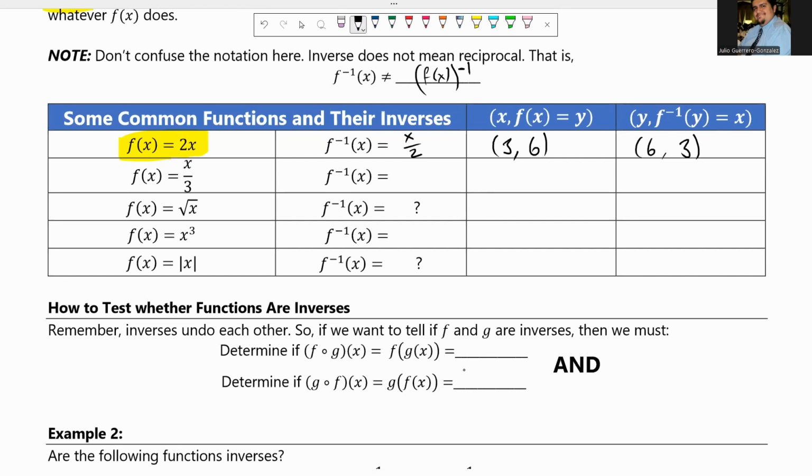Got it? Making sense? Okay. So let's try another one. Let's try the one that follows, the one right below.